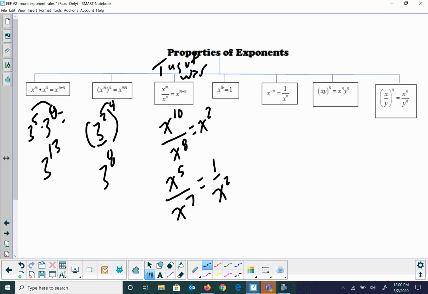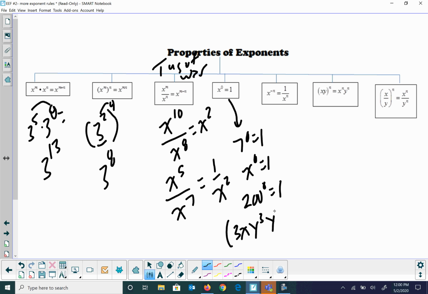We also talked about the zero exponent property. So anything raised to the 0 power, other than 0, equals 1. If this was 7 to the 0, it's equal to 1. Or if I had x to the 0, it's equal to 1. Or 200 raised to the 0 equals 1. Or something that has a big old quantity raised to the 0 would be 1. And then we have the negative exponent property, where it wants to move from top to bottom or bottom to top.